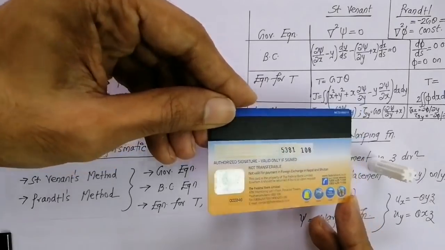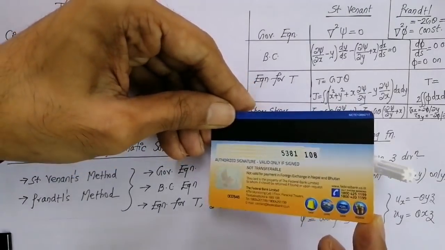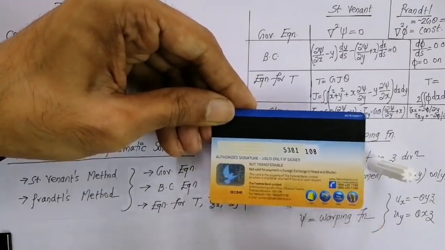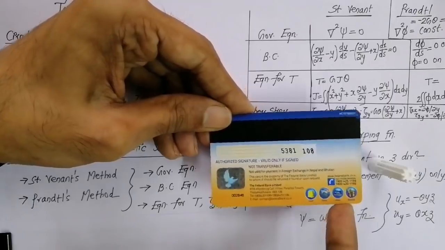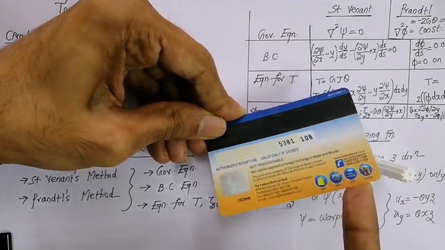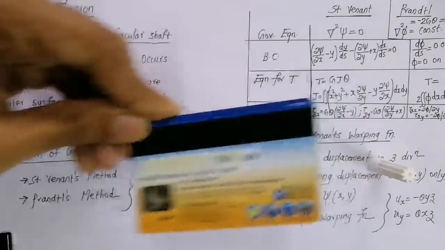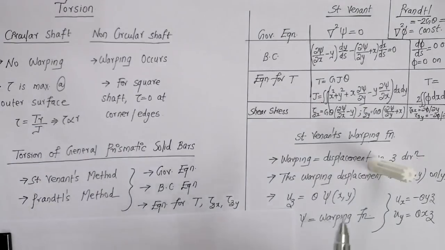Displacement in the z direction means it will move like this or it will move like this. That is, there is a displacement along the z direction. There is a displacement in addition to the x and y displacement. This may move in the z direction also. So the warping means the displacement along the z direction.